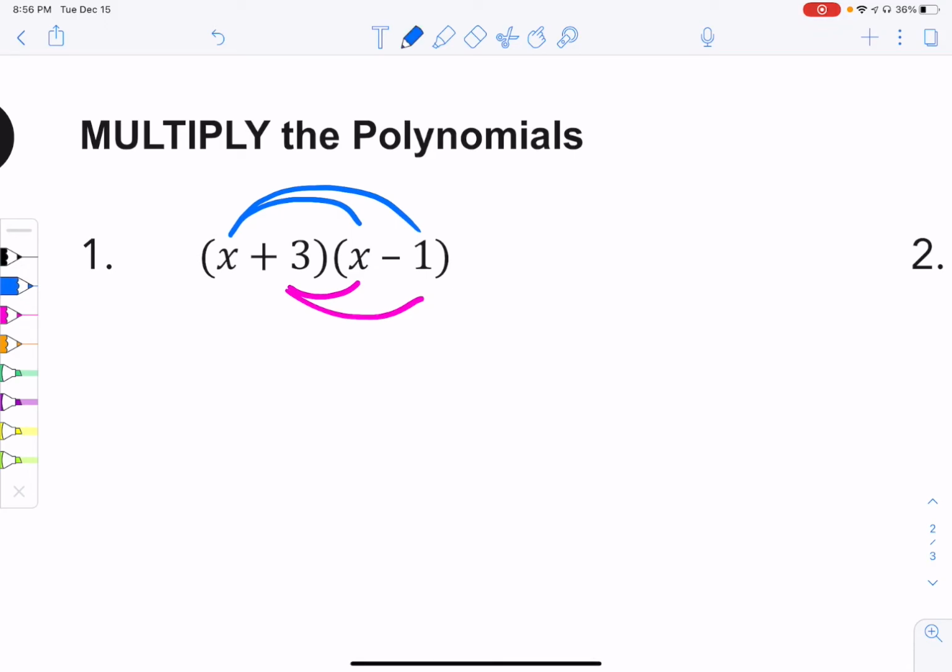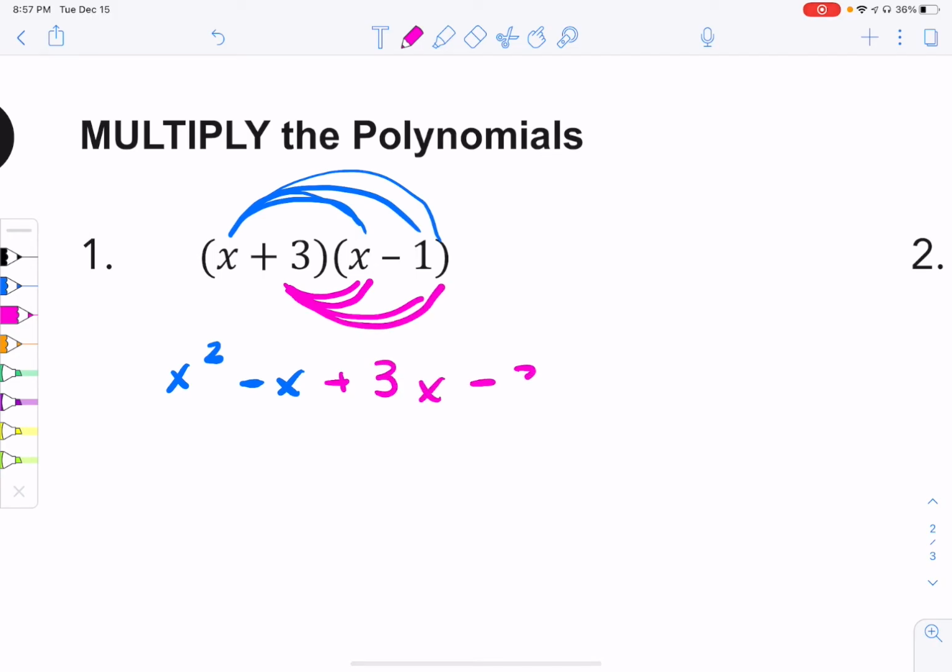So in blue, x times x, that's my first arrow here. X times x is x squared. X times negative 1 is negative x. In pink, we have 3 times x, which is positive 3x, and 3 times negative 1, which is negative 3. You combine your like terms for your final answer in standard form of x squared plus 2x minus 3.